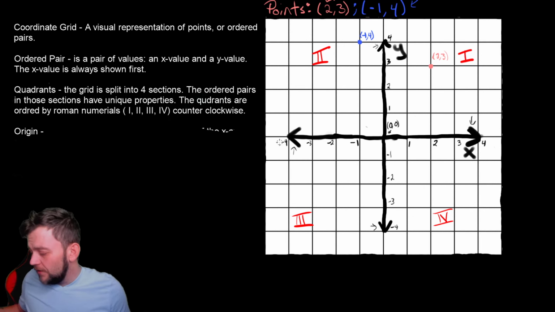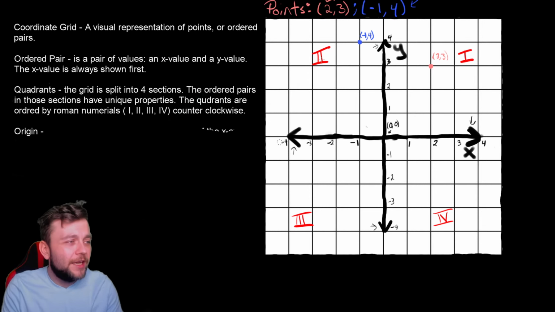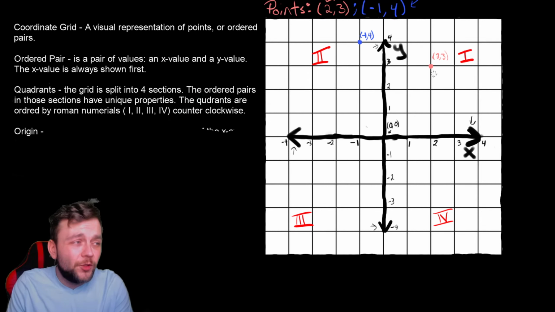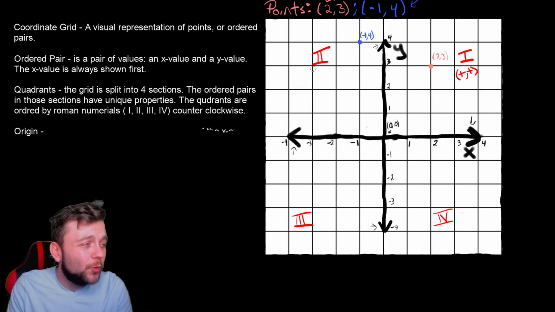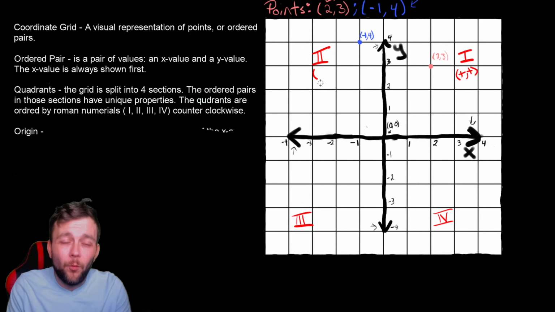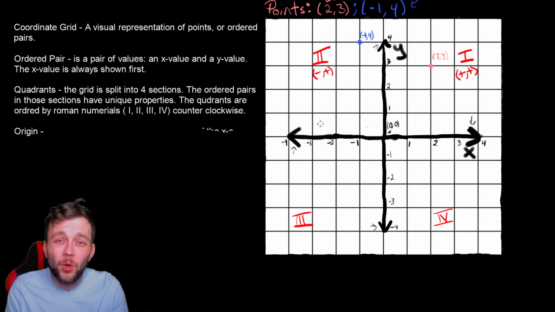So we have our 4 quadrants, and then to talk a little bit about the special properties of the numbers inside of each quadrant, you can kind of see this. So like right here, we have 2 and 3. What's unique about 2 and 3? They are both positive numbers. So what I'm going to do is write an ordered pair, but instead of numbers, I'm going to put a positive and a positive right there. So we have 2 positive numbers. Quadrant 1 has 2 positive numbers. Quadrant 2, they have 1 negative number. The x is negative, and then the y is positive. Okay? So the x is negative and the y is positive to be in quadrant 2.